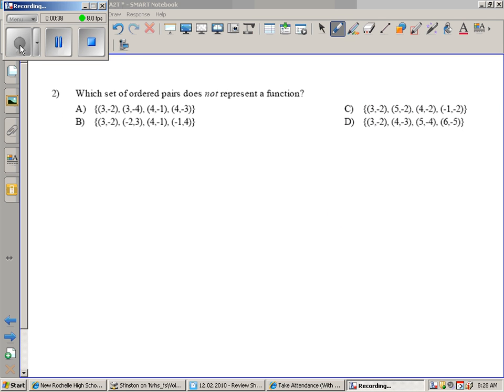Question number 2. Which set of ordered pairs does not represent a function? What are you going to look for? You're going to look for repeated x values because now it says does not represent a function. Let's check out number 1. Look. Oh, the 3's repeat. It's choice A. End of story.